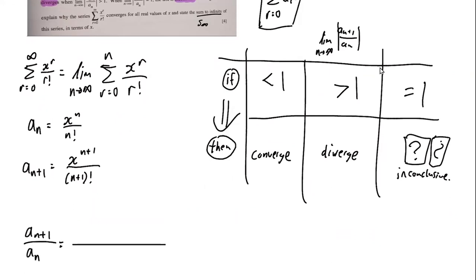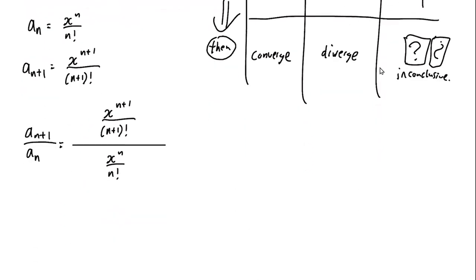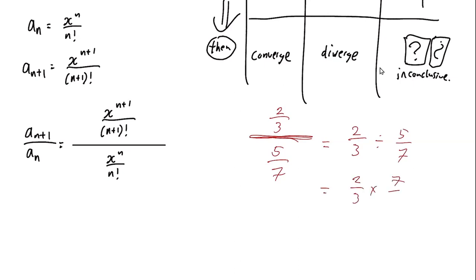Then a_{n+1} is this fraction, copy and paste it here. a_n is that fraction, copy and paste and put it at the bottom there. So how do we simplify this? 2 over 3 all divided by 5 over 7 is equivalent to 2 over 3 divided by 5 over 7, which is the same as 2 over 3 times 7 over 5, which becomes 2 times 7 over 3 times 5.